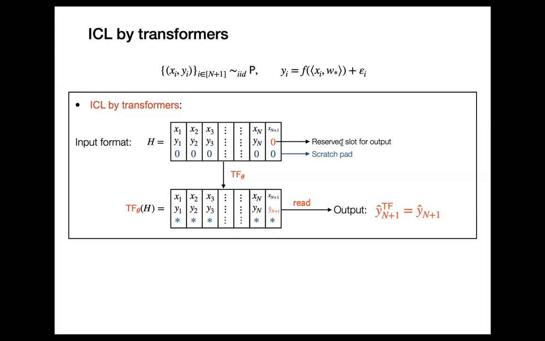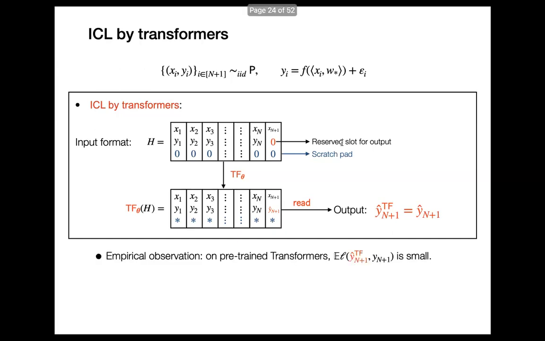And we hope to show that there exists a transformer TF_theta, meaning there exist some parameters theta, such that it can perform the following task. It can do some computation on these inputs and fill in the place 0 to be y-hat_{N+1}. And eventually we will read out this location so that the output will be y-hat_{N+1}.